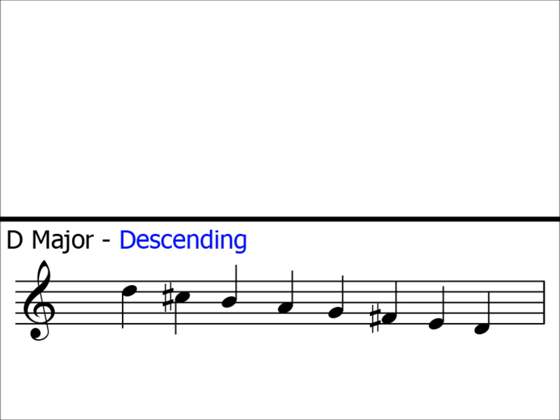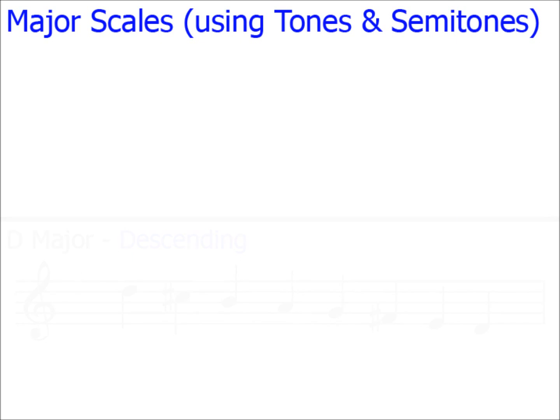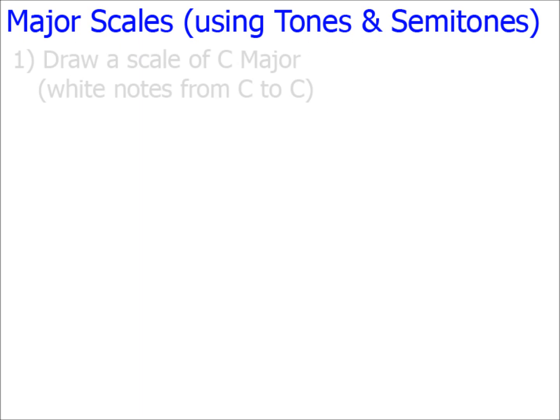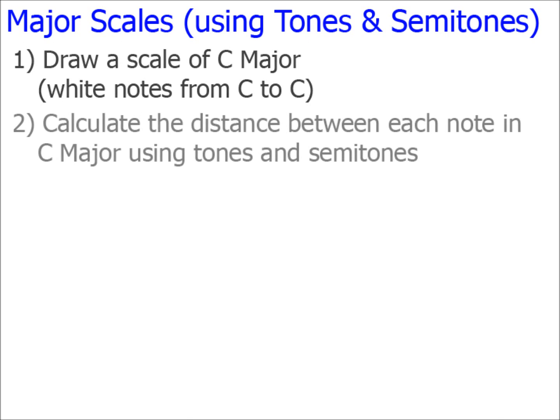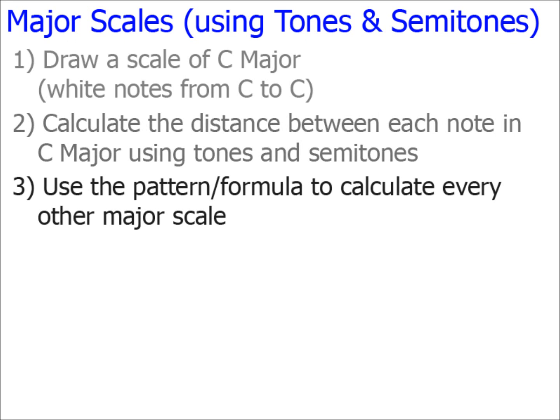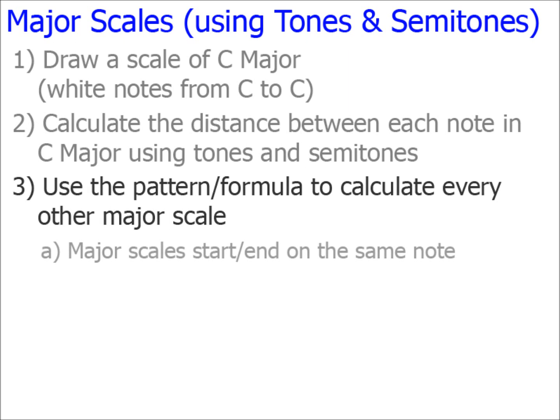So before we finish, a brief recap of how to calculate major scales. Firstly, draw a scale of C major. Remember, it starts on C and contains all of the white notes from C to C. Secondly, calculate the distance between each of the notes in C major using semitones and tones. Thirdly, we use this pattern of semitones and tones to calculate any other major scale, but just remember that the scale starts and ends on the same note.